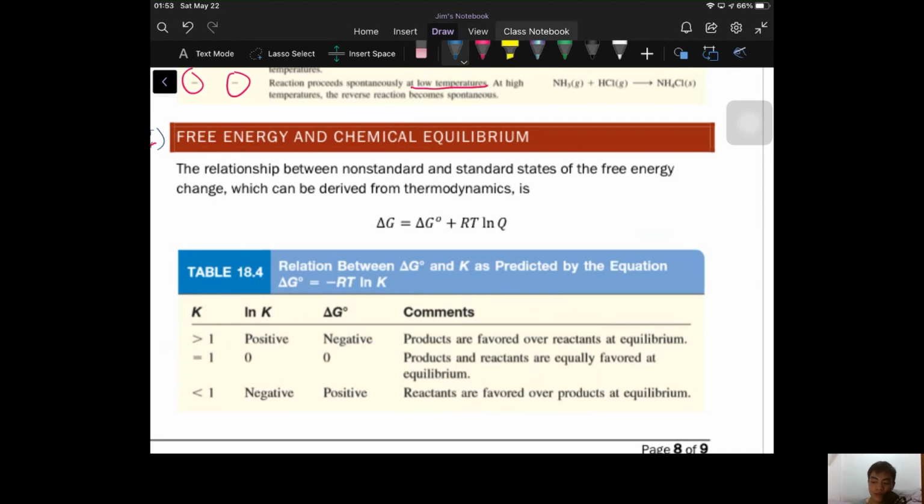Okay? So, when we have a naught, ibig sabihin ito yung standard. Okay? And if we don't have any naught symbol, that means yun yung non-standard. Okay? So, R is the gas constant in energy units, so that's 8.314 joule per mole Kelvin. Temperature is in Kelvin, and we have this new term, the natural log of Q. Ano yung Q or K? So Q is actually the reaction quotient.